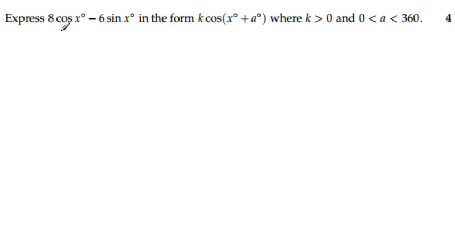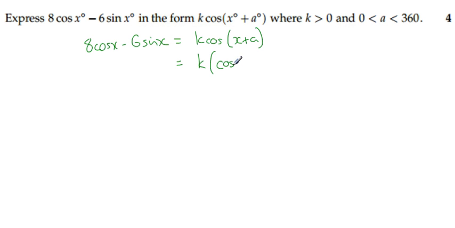So the first one here is 8 cos x minus 6 sin x is equal to k cos(x + a). Okay, now we like the wave function. The wave function is the same all the time. The one thing you have to be careful of is you get your correct expansion. So this one's going to be cos x cos a minus sin x sin a. And then when you multiply out by the k, it's k cos x cos a minus k sin x sin a.